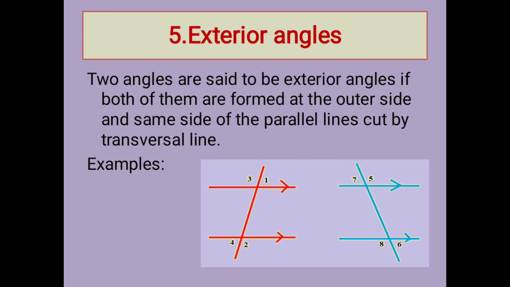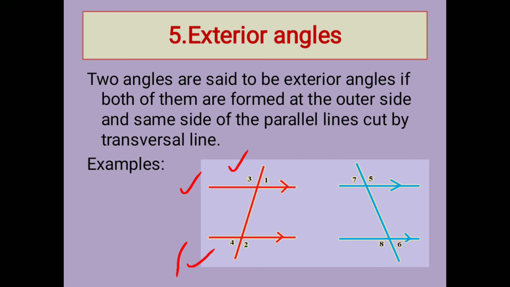You can similarly observe angle number 3 and angle number 4. They too are on the left side, or on the same side, of the transversal line, and both of the angles are outside the parallel lines. Angle 3 is in the upward direction of this line and 4 is in the downward direction of this parallel line. So they are said to be exterior angles.